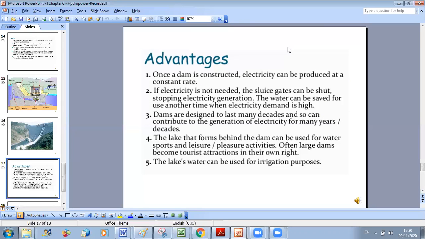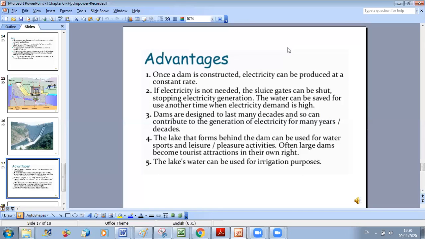Okay, so this is why they are important and they are nice to do. And we will study in the final chapter in this course how to study the project on the economical level. So we will do life cycle cost assessment to see if it's a project that will be of profit or not. And fourth, the lake that forms behind the dam can be used for water sports and pleasure activities, and often large dams become a tourist attraction in their own right. So even on the economical level, it can help the country because it becomes a touristic attraction for people.